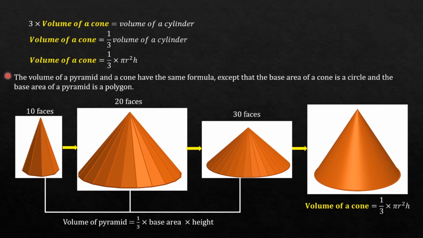The volume of a pyramid and a cone have the same formula, except that the base area of a cone is a circle and the base area of a pyramid is a polygon. We can look at this series of pyramids here. As we increase the number of faces, it will start to look like a cone. So it's no surprise that the volume of a pyramid and volume of a cone actually have the same formula. But in the case of the cone, the base is a circle. This is the formula you will use for the examples.